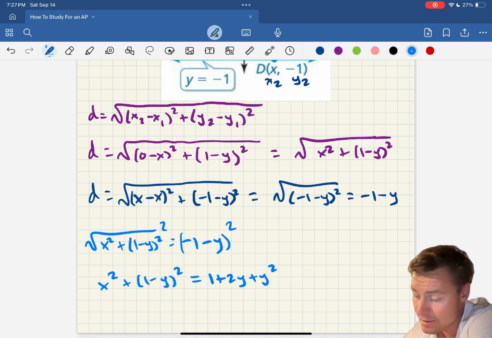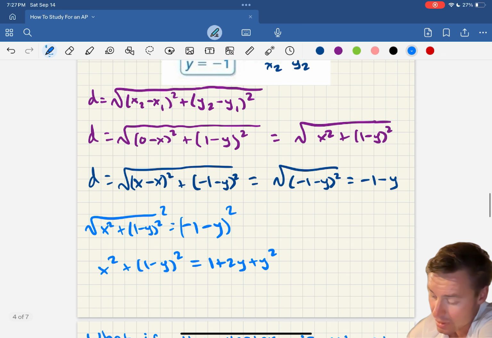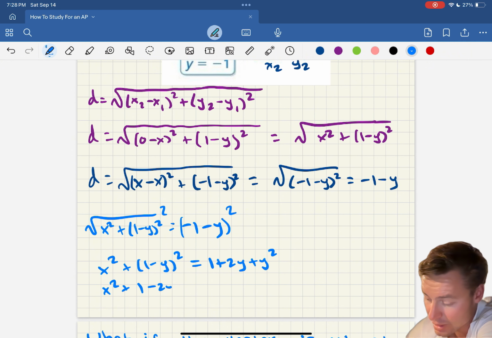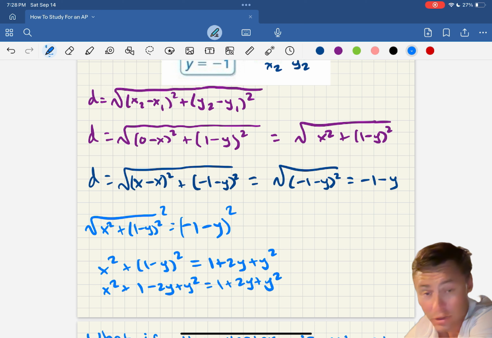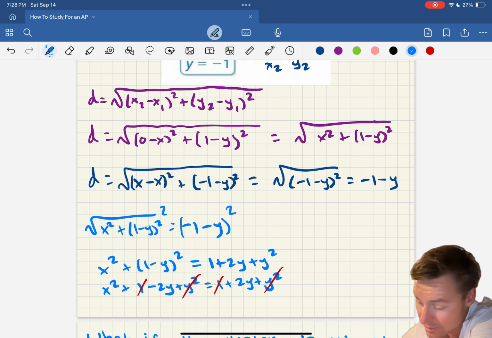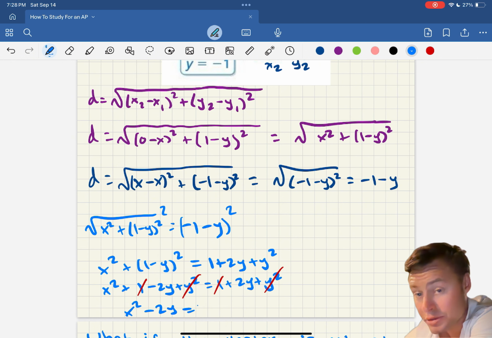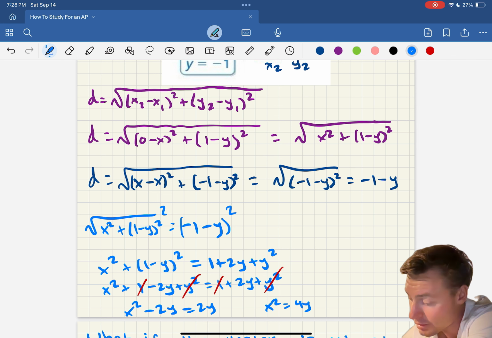Okay? And then I'll just start simplifying everything. On the left, I'll have x squared plus 1 minus 2y plus y squared equals 1 plus 2y plus y squared. Subtract y squared from both sides, those cancel out. Subtract 1 from both sides, those cancel out. Then I'll have x squared minus 2y is equal to 2y. Add 2y to both sides, I get x squared equals 4y. Divide both sides by 4, I get y equals 1 over 4 x squared.